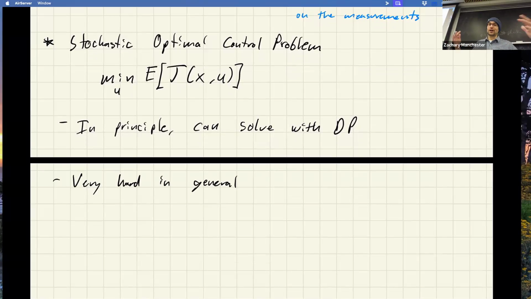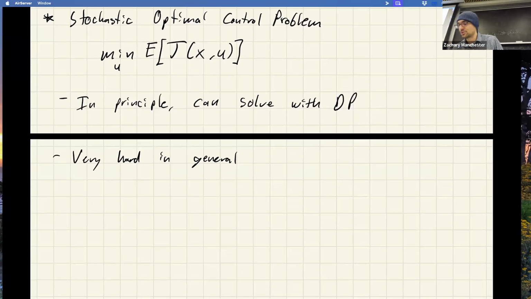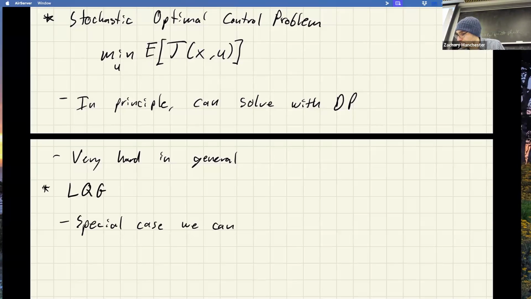So what we're going to do here, in the spirit of the class, is go deep on a special case, which is the only case I'm aware of where you can actually just straight up solve this thing. And it's surprisingly useful. The thing we're going to look at is called the LQG problem. It's a special case of the general stochastic optimal control problem that we can solve in closed form.